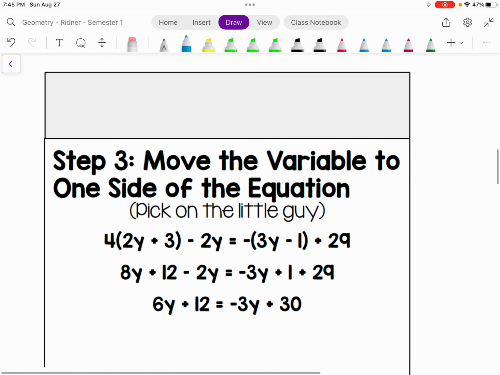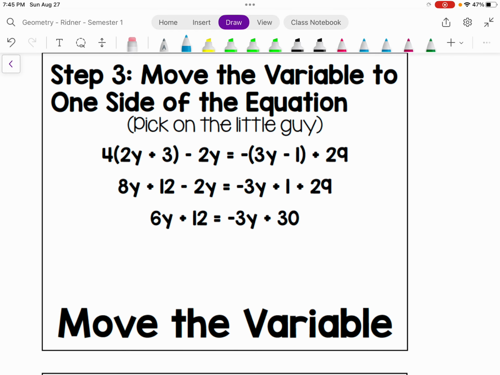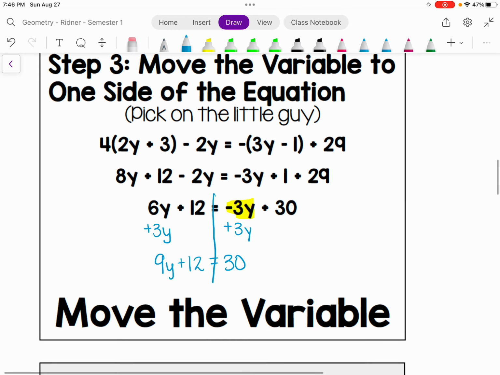Flip your foldable for me. So don't call me. We're going to move the variable, okay? So we're going to pick on the little guy. So is 6y or negative 3y the little guy? It'd be the negative 3y. I'm going to do the inverse of negative, which is positive. So I'm going to add 3y to both sides. And get 9y plus 12 equals 30. Hopefully this problem's looking way easier than it was before.